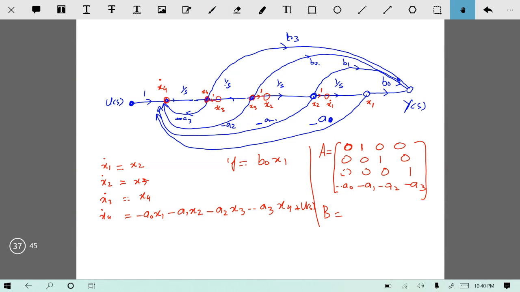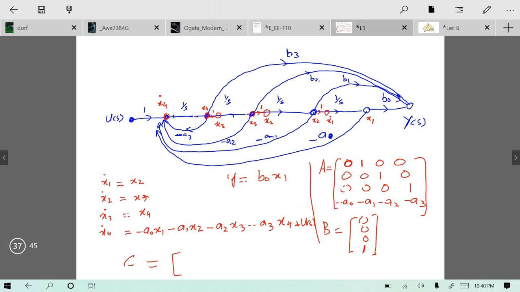So when you write the B matrix, it would be 0, 0, no x1, no x2, no x3, and for x4, in the x4 equation you have 1. So the B matrix would be this. And your C matrix over here will be b naught x1, there is 0 x2, 0 x3, 0 x4, and the D matrix would be a null matrix over here, 0.